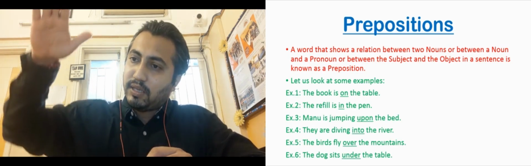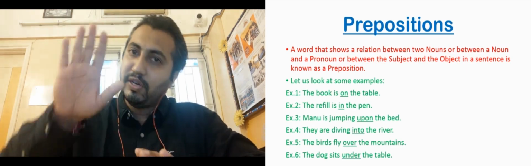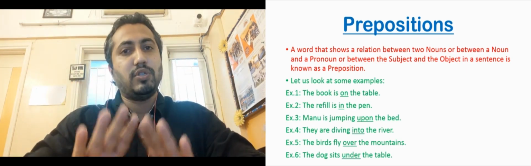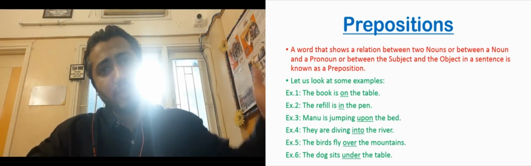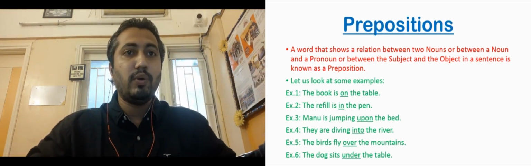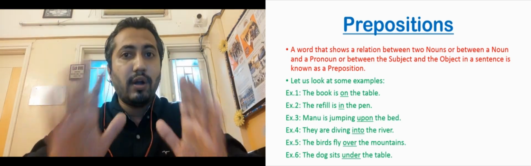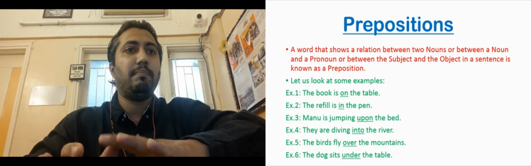Now when something is coming on, we use the preposition upon. If it is already on, we use the preposition on. So Manu is coming again and again on the bed, so we use the preposition upon. Manu is jumping upon the bed. He is not already on the bed, he is jumping upon the bed.